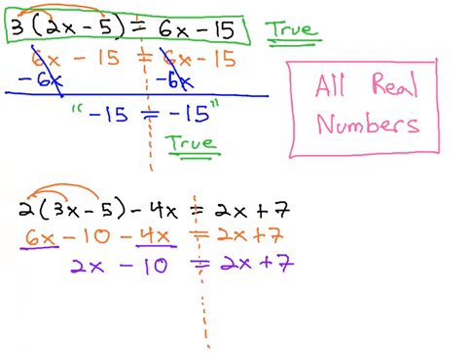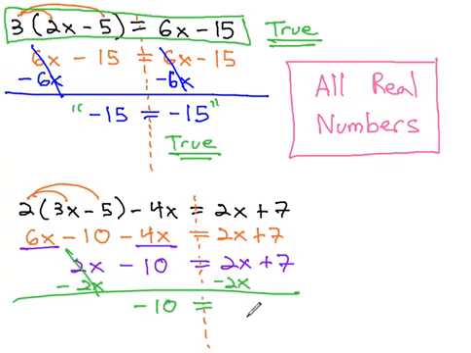Again, we want to get the variables all on one side, so we can get rid of 2 positive x's with 2 negative x's on both sides. When we do that, 2 positives and 2 negatives are gone, leaving negative 10 equals, again we see 2 positive x's and 2 negative x's subtracting out to 0, leaving 7. Again, we've got this equation, negative 10 equals 7. The variable has subtracted out completely.